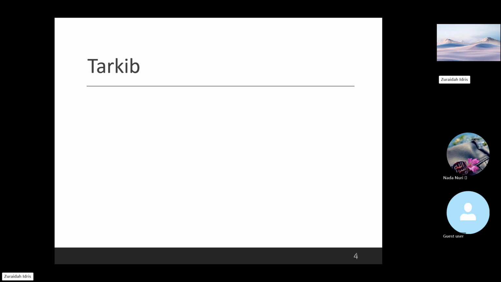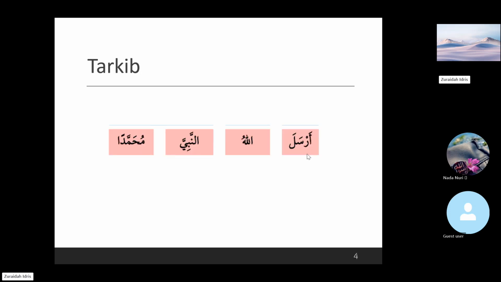Tarkib-wise, we don't use the term mubdalun minhu, because the mubdalun would have a function in the sentence. For example, we have this: a jumlah fi'liyah. We have a fi'il, the fa'il, and we have the maf'ulun bihi. We know this. And it's the maf'ulun bihi here, the an-nabiyya.